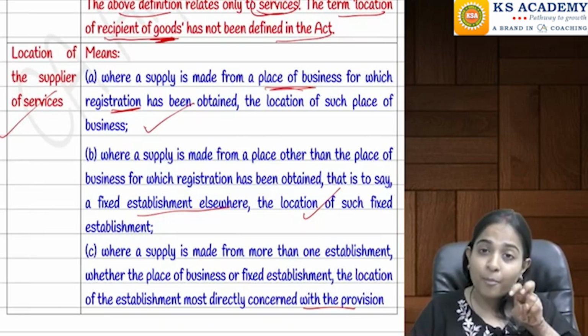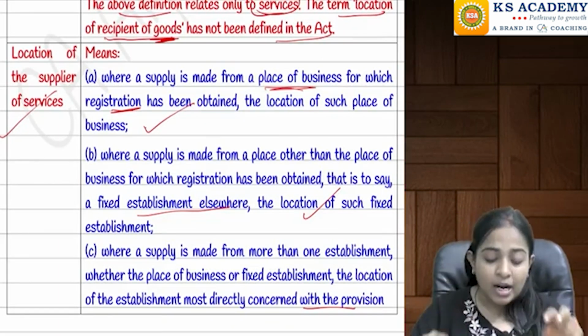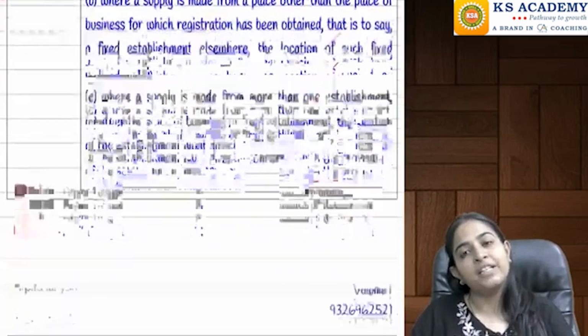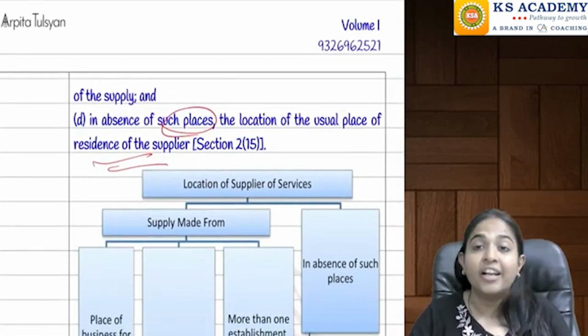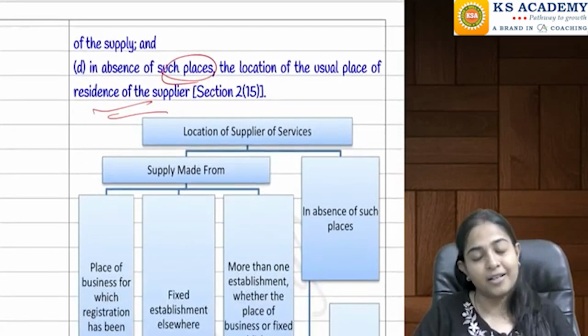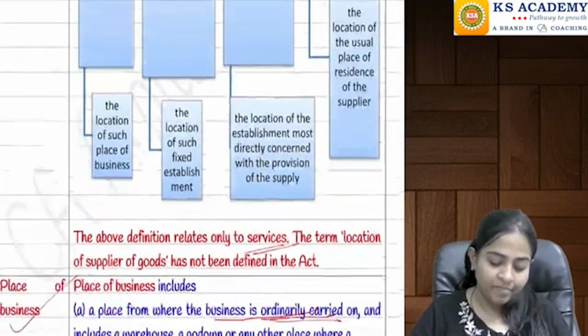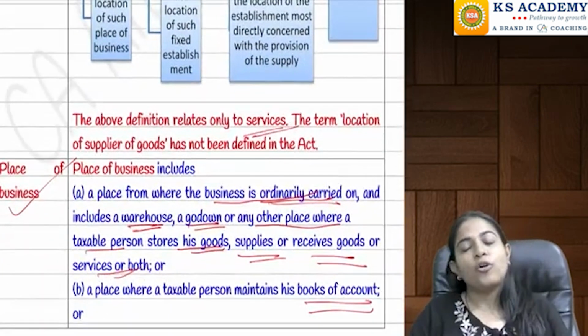If it is made from more than one place, then the place which is more directly concerned. And if none of these are available, then in that case, the location of the residence of the supplier will be considered as the location of the supplier. Are you clear with this? Yes. Then talking about the place of business.